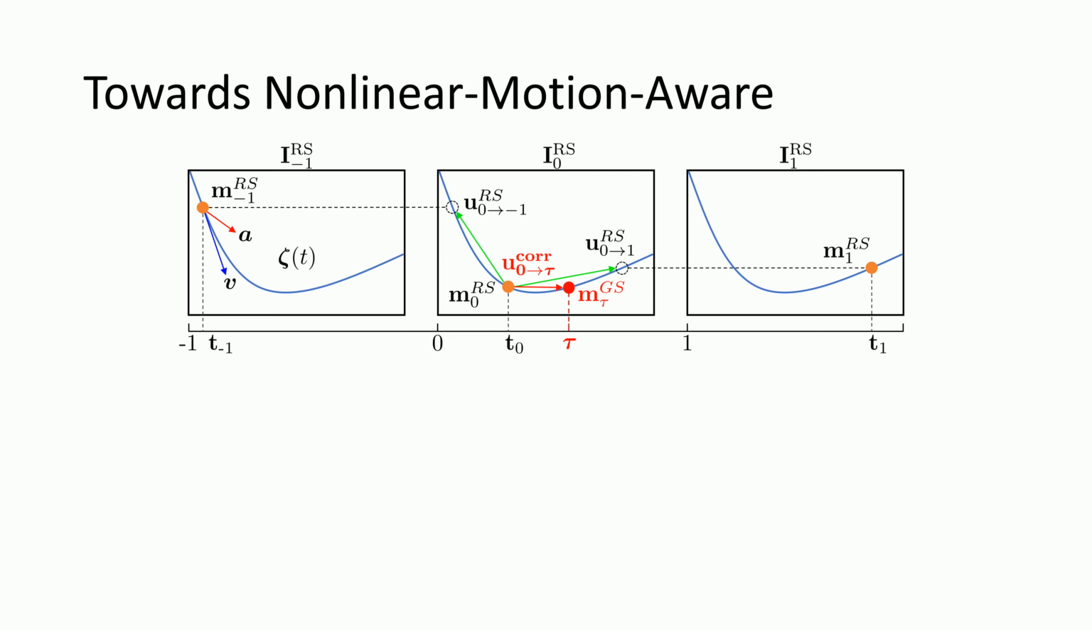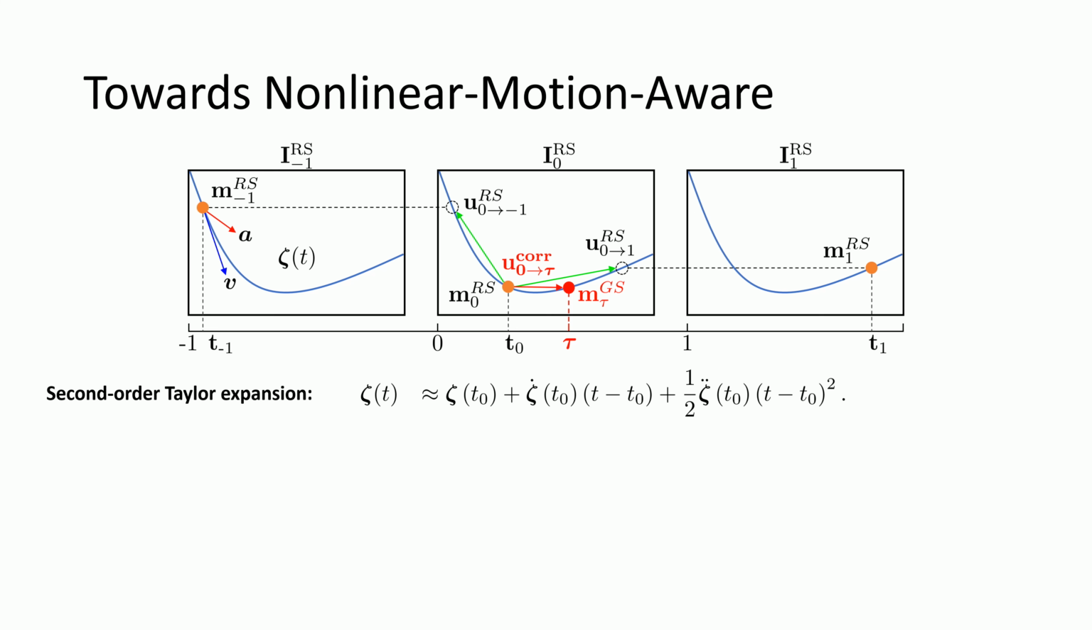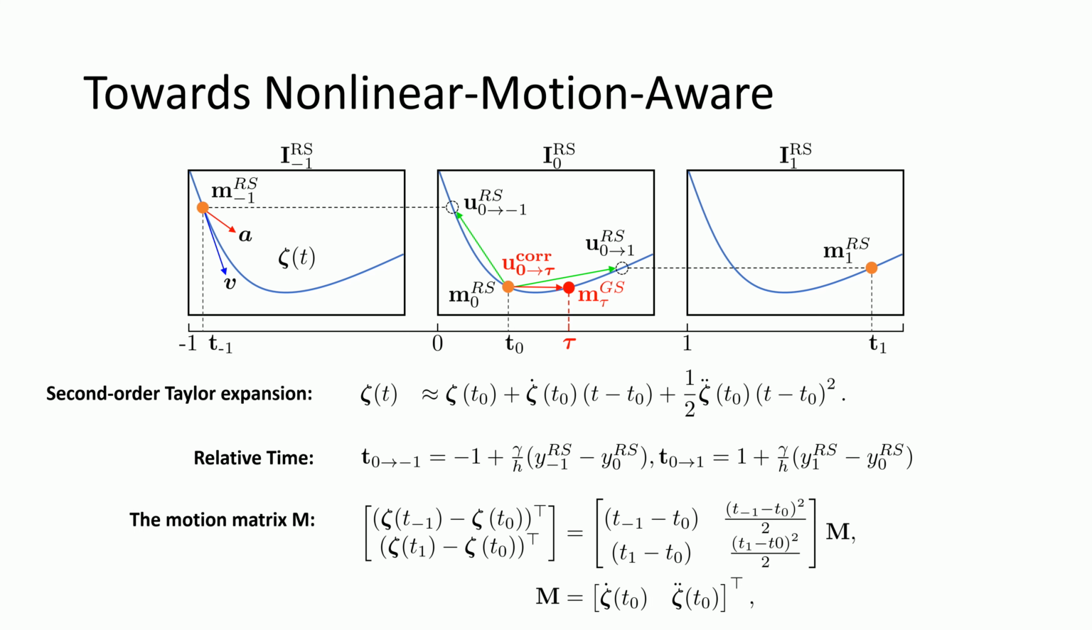To address the correction field estimation problem under complex nonlinear motion, we use the second-order Taylor expansion around T0 to formulate the motion of each pixel. According to the scanning mechanism, the relative time can be expressed as follows. Considering the trajectories from MRS0 to MRS-1 and MRS1, we obtain the matrix M, which measures the quadratic motion of pixels MRS at T.